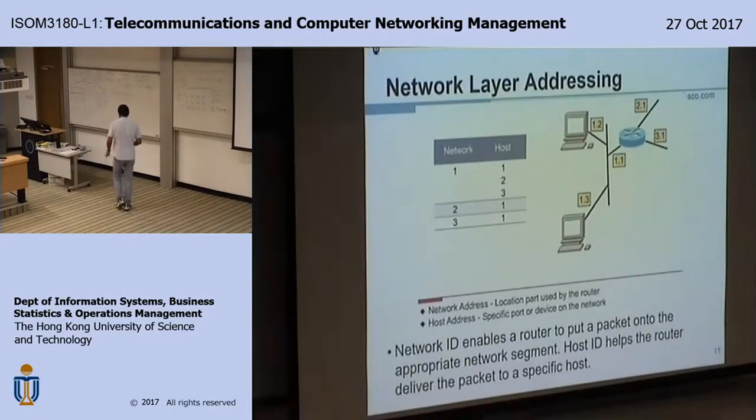Now let's continue. PC1 to PC5. Look here, guys, again. Please concentrate. PC1 to PC5. First go to which router? First go to router A, right?